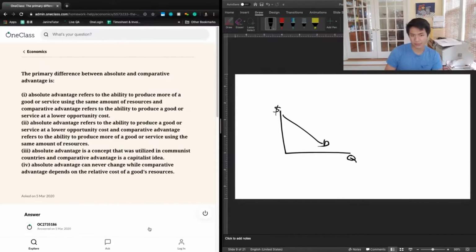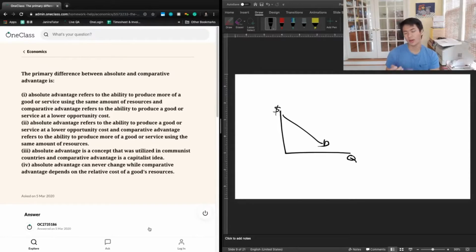B says absolute advantage refers to the ability to produce a good or service at a lower opportunity cost, and comparative advantage refers to the ability to produce more of a good or service using the same amount of resources. 3 says absolute advantage is a concept that was utilized in communist countries, and comparative advantage is a capitalist idea. And 4 says absolute advantage can never change, while comparative advantage depends on the relative cost of a good's resources.